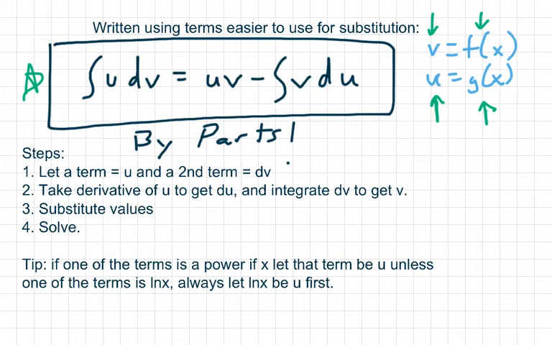So now here's where the first tip comes in. If one of the terms is a power of x, so x squared, x cubed, x to the 1, doesn't matter, let that be u. Unless one of the terms is ln x. I always let ln x be my u first, if there's a ln x in the question. Again, you'll see that in the examples. Now this is a pretty straightforward process or technique. I think this is a lot easier than partial fractions if you have to use it. We don't use it a whole bunch. I think I only give you about 10 questions. So you'll see here on the first example how simple it can be.